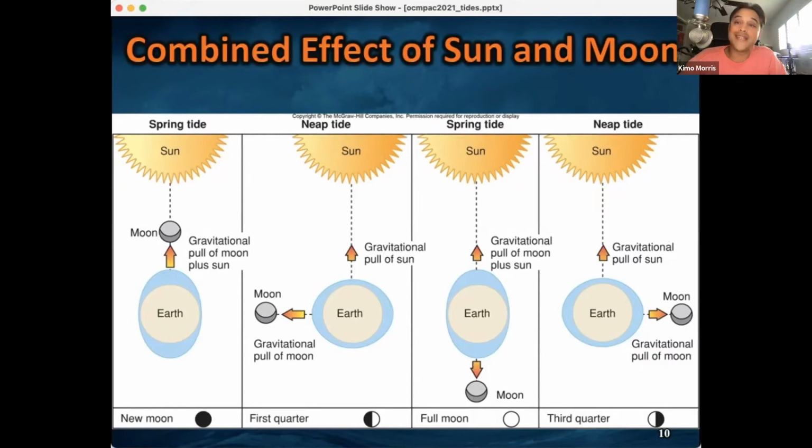So during a neap tide, though, that is where the moon and the sun are at right angles to the Earth. And so again, that can happen in two ways too, with the moon on one side versus on the other side.